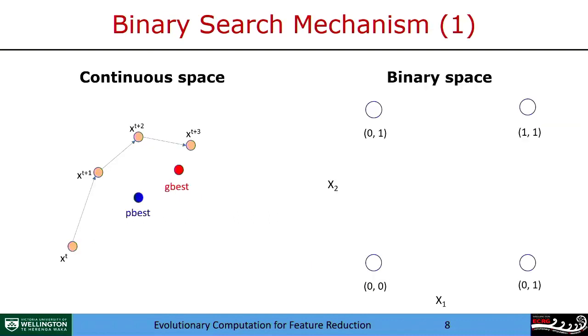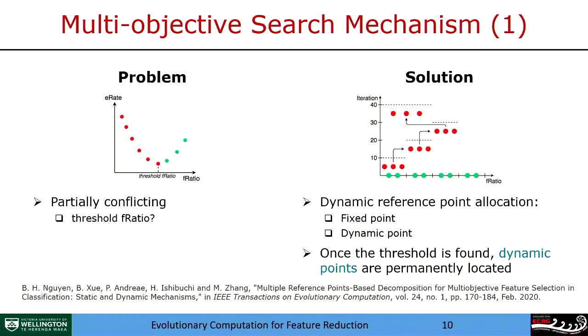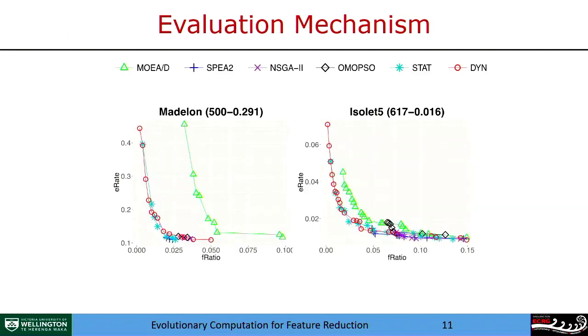However, most EC algorithms focus on continuous optimization, and feature reduction is a discrete one, and therefore we have to develop a new binary one which lets the agents jump in the search space, and it works much better than the continuous one. And here's just the equation for the binary search space. We also developed a new multi-objective mechanism where we can detect where the two objectives are conflicting, and we can focus the resources on the conflicting regions. Based on that, we can evolve very diverse solutions, with a very low error rate or a very small feature ratio, and you can select any of them as a final solution.